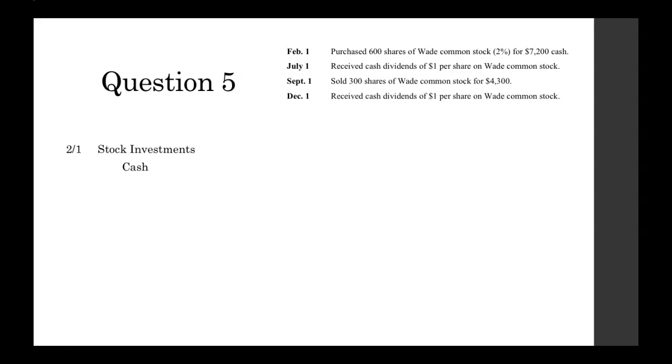Then we want to credit our cash because we are using cash to purchase these shares. How do we value this? Well, we value it at the amount that we paid for it, $7,200. So we will debit our stock investments $7,200, and we will credit our cash $7,200.